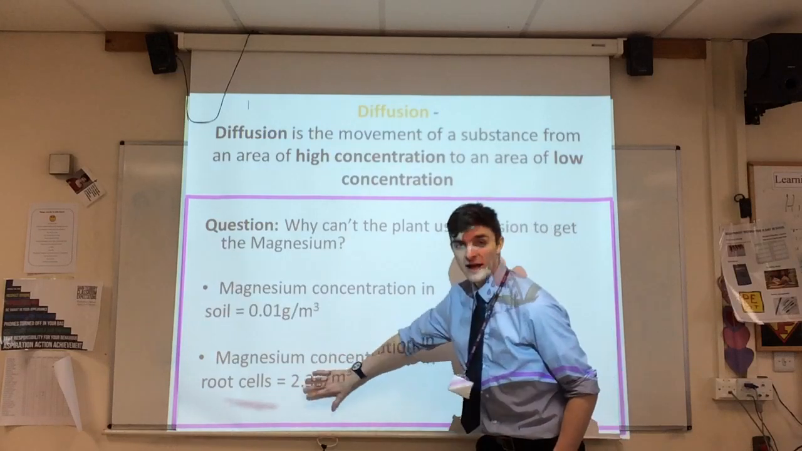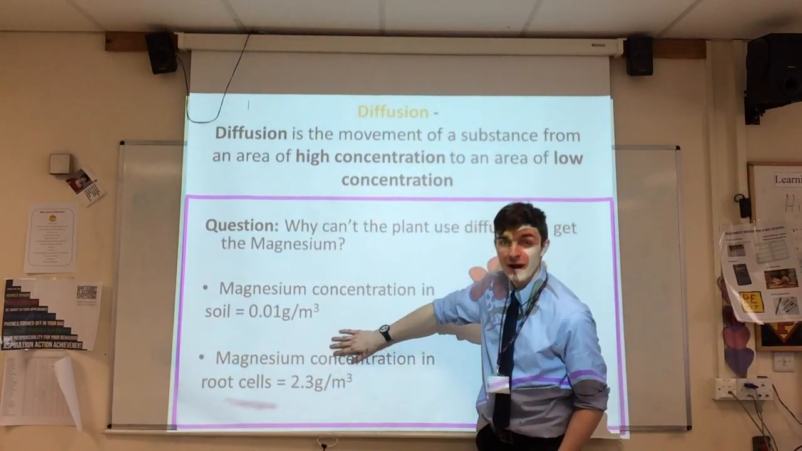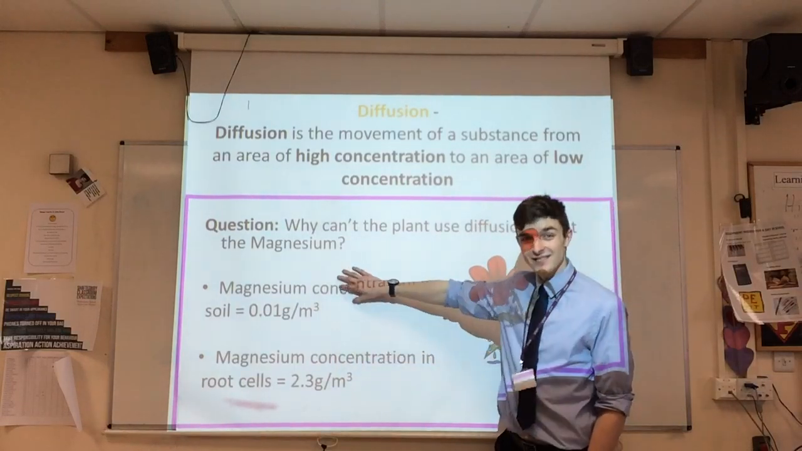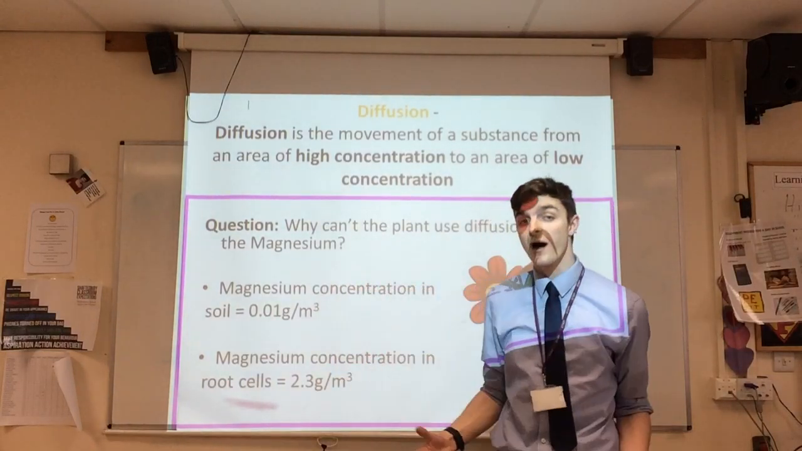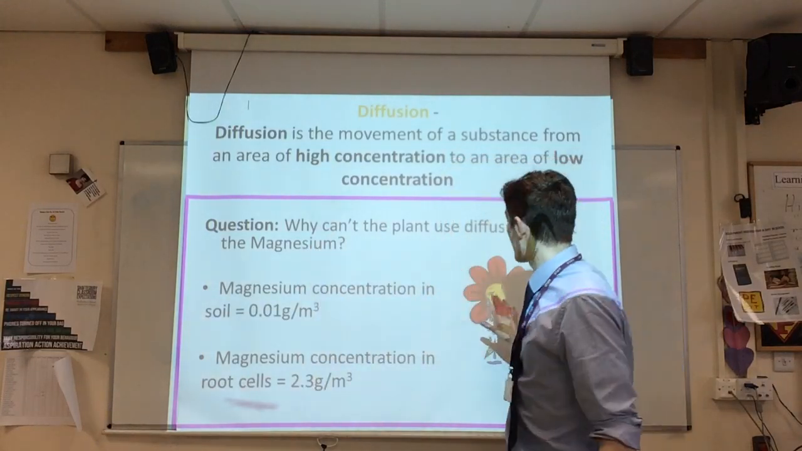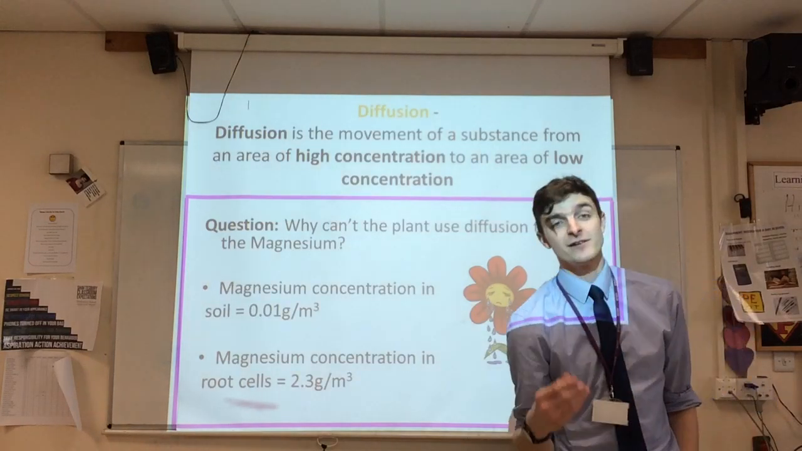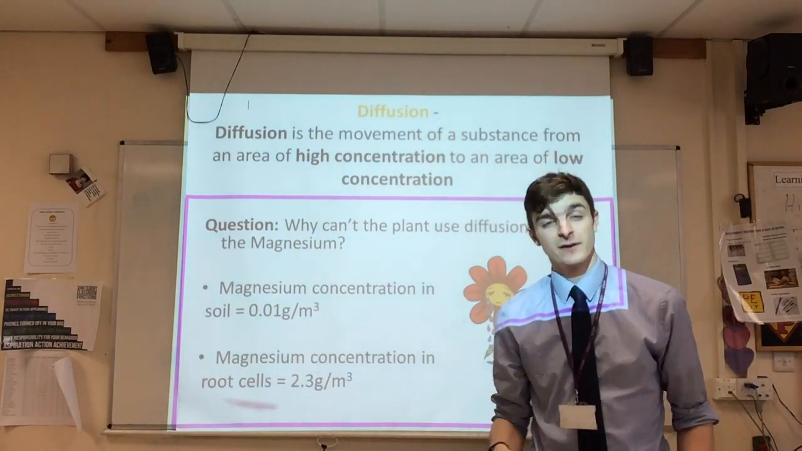And because this is higher, naturally through the process of diffusion, the magnesium would actually flow out of the plant and into the soil, which is disastrous for the plant because it needs that magnesium. Diffusion clearly is not going to work for this plant, hence why it's sad. So it needs another process that can help it out.